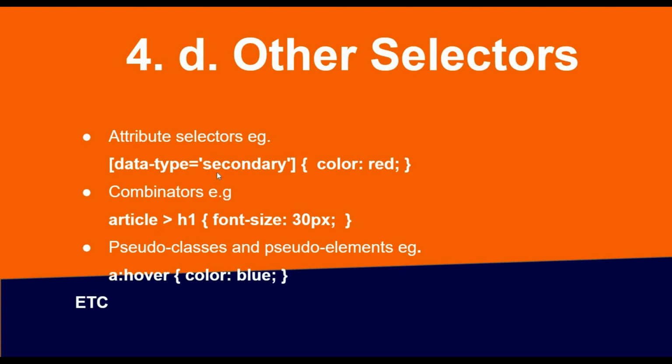This is the syntax of writing attribute selectors. For example, we have an attribute called data type, and you start writing it with square brackets, followed by the CSS syntax: curly brackets, property and value.